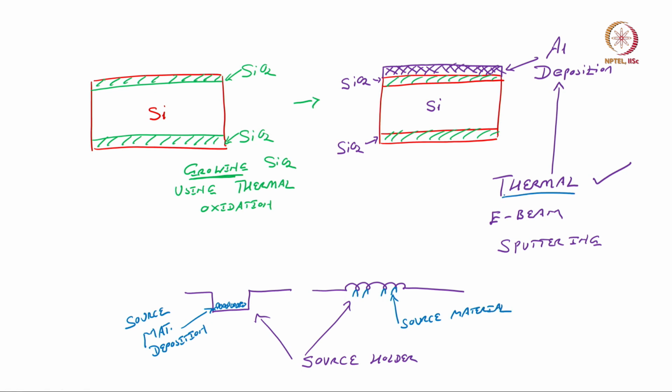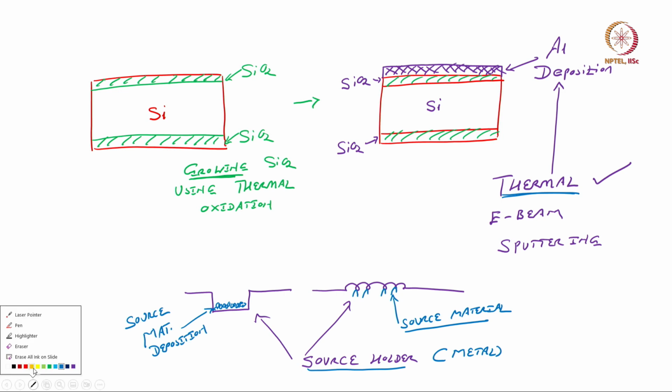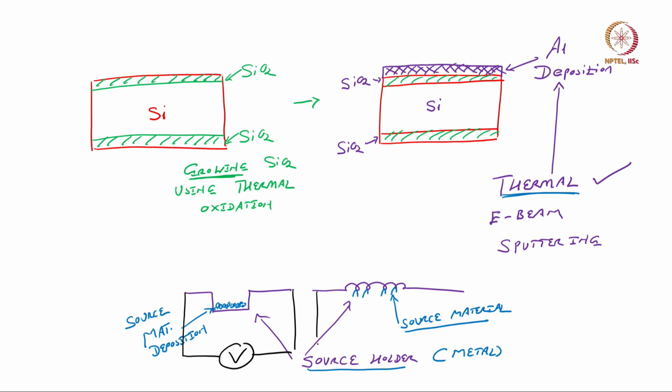Now, how do we justify the term thermal? The source holder is a metal, always a metal, alright. Source material can be a semiconductor, a metal, or an insulator. There is a limitation of thermal evaporation, that we cannot deposit insulators, which we will understand in some time. But right now, the way to evaporate this particular source material is to apply a voltage across the source holder, or you can say across the source.